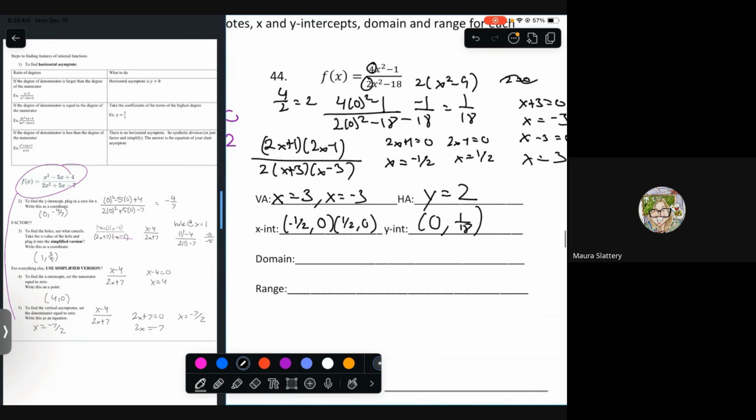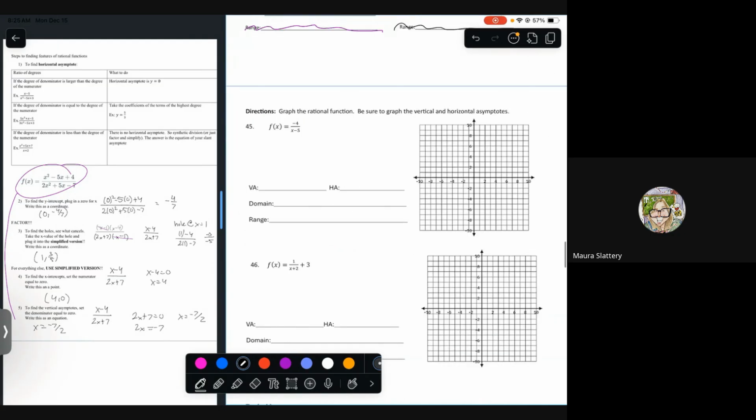And then to find my domain, again, I just take my unsimplified denominator and set it equal to 0. I get that x cannot be equal to 3 and x cannot be equal to -3. Now, I know this feels counterintuitive, but the vertical asymptote itself is an equation of a line, so that describes the vertical asymptote. When you're actually graphing, you're not allowed to plug in x equal to 3 because there's an asymptote there. That's why the domain is what it is. And again, we can ignore the range there.